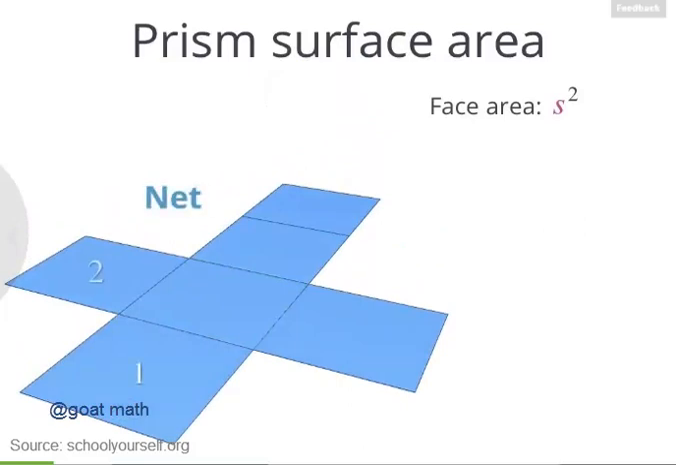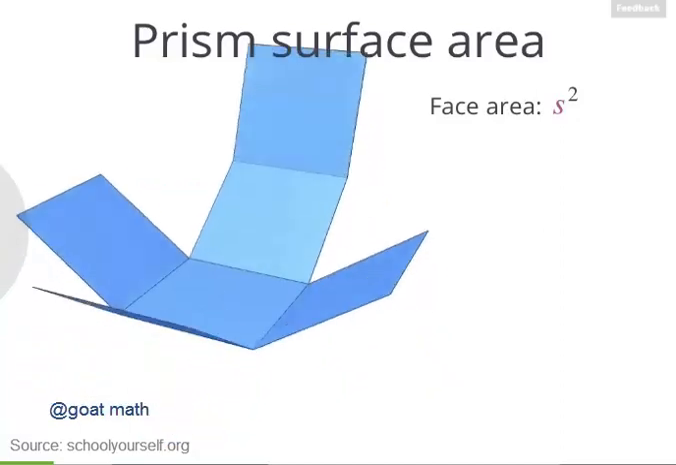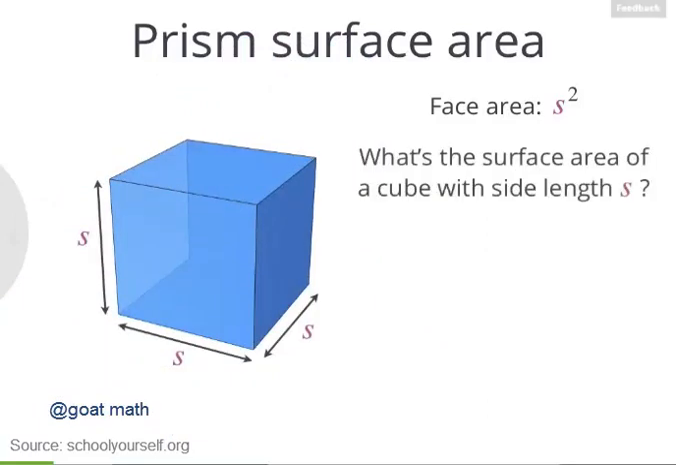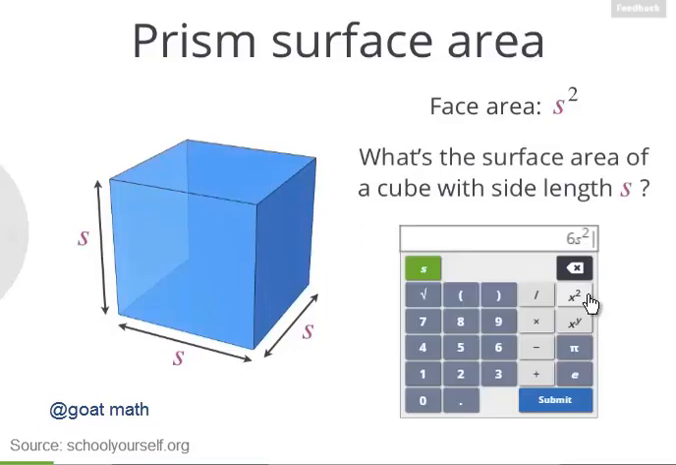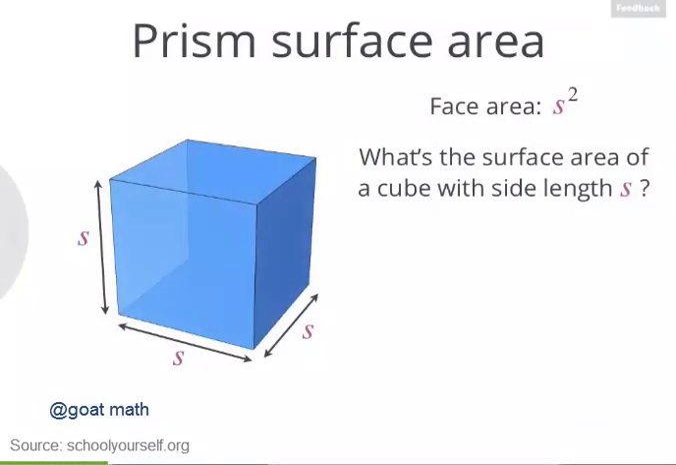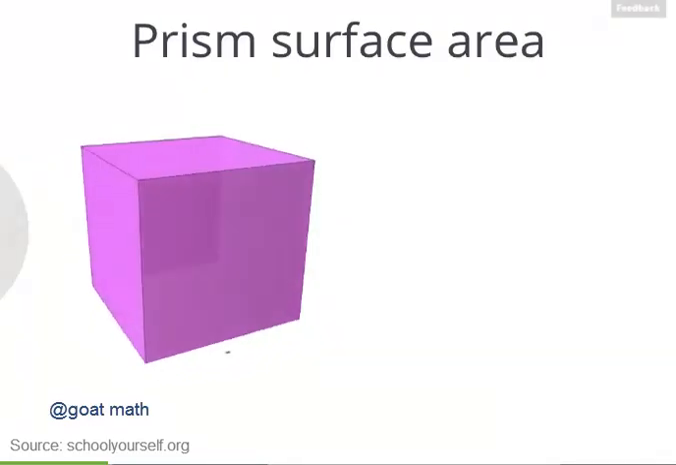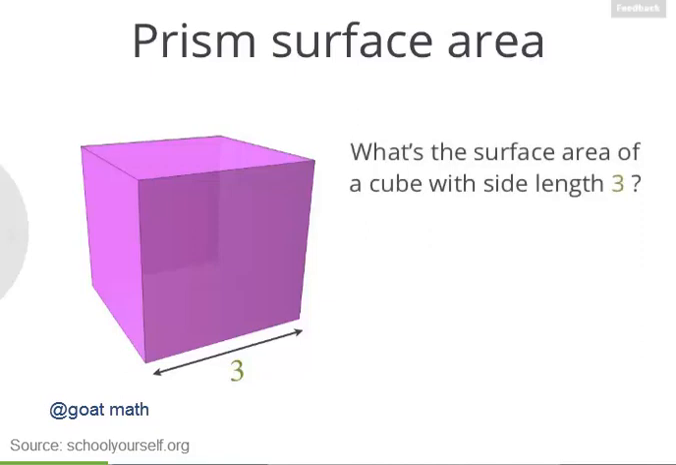From this net of our cube, you can see that it has 6 square faces, and each of those faces has an area of S squared. Let's just refold this net back into a cube. So with its 6 faces, what's the surface area of this cube in terms of S? Exactly. The surface area of this cube is S squared, the area of one of the faces, times 6, the total number of faces. Now here's another cube, and suppose its side length is 3. What's the surface area of this cube?